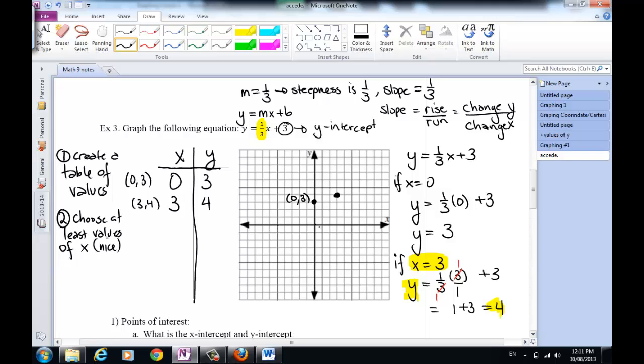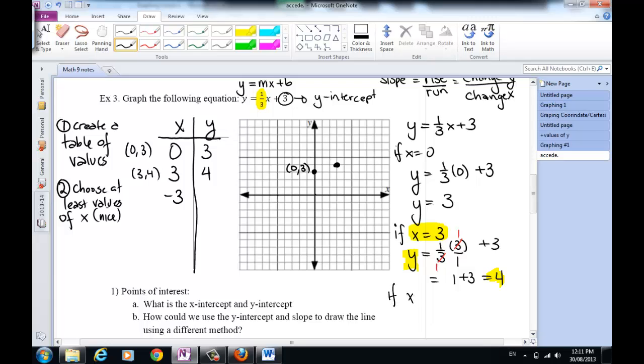Okay, we're going to do a third one, and the reason we do a third one is because if we make a mistake with our algebra, we'll notice that when we do our third one. So let's choose the negative side of 3, right? So negative 3. Okay, we already know that 3 times 1/3 is a whole number of 1, and therefore, if I just have a negative in front of it, then I'm just changing the sign. So if x equals negative 3, then y is equal to 1/3 times negative 3 plus 3. Well, this is going to simplify nicely to negative 1. So I end up with negative 1 plus 3, which is equal to 2. So when x equals negative 3, y equals 2.